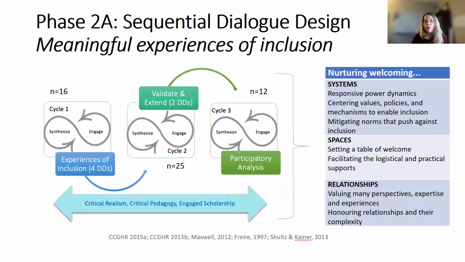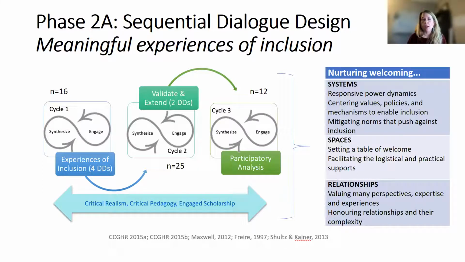So this table you see on the right-hand side of your screen around nurturing, welcoming systems, spaces, and relationships, these are our high-level findings. This is what we heard contributes to more meaningful experiences of inclusion. And our findings, I think, do a very good job of challenging and focusing on research systems and the structures within which anyone who is attempting to create an experience of welcome or an experience of inclusion has to navigate in order to do those.